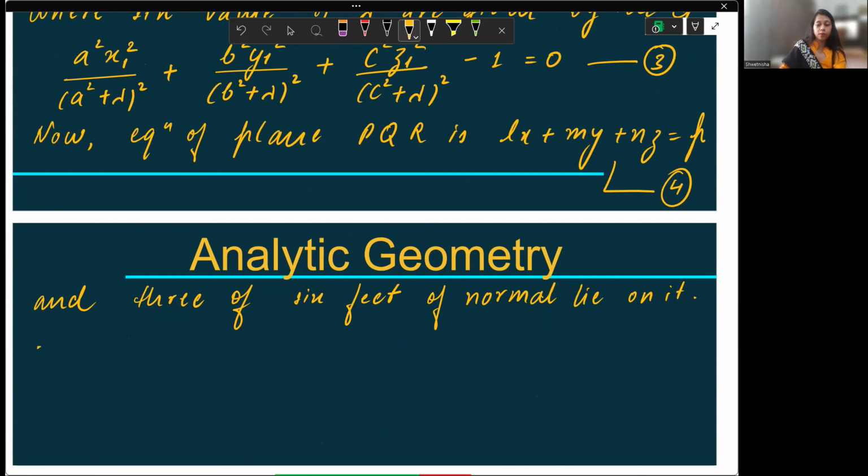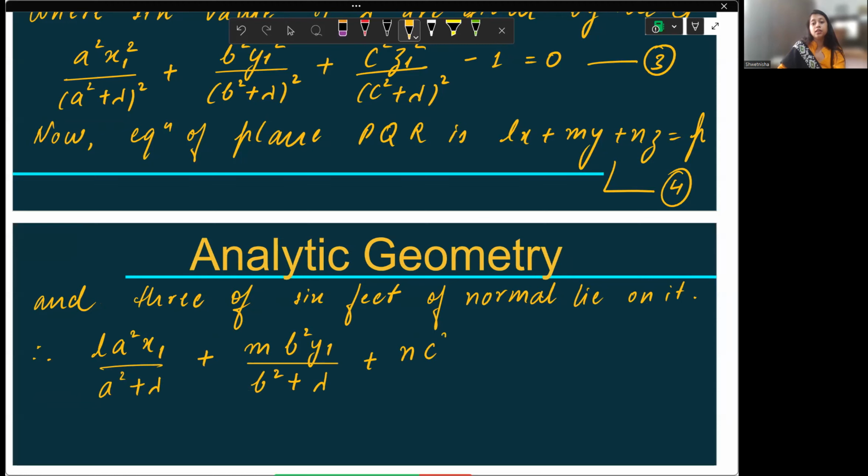Lie on it. Therefore, L a square x1 divided by a square plus lambda, plus m b square y1 divided by b square plus lambda, plus n c square z1 divided by c square plus lambda is equal to p. So basically, I'm replacing this x, y, z with the alpha, beta, gamma above. I'm writing it minus p is equal to 0. That's your fifth equation. I hope you get it.